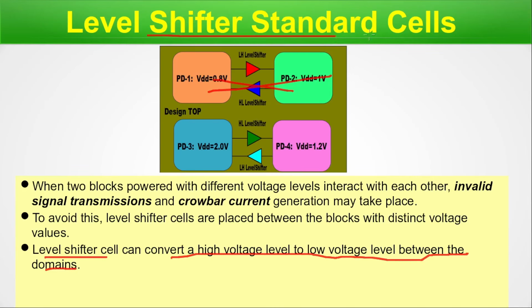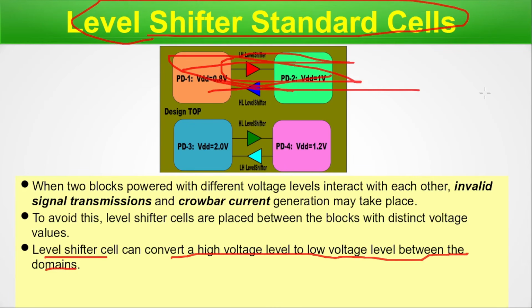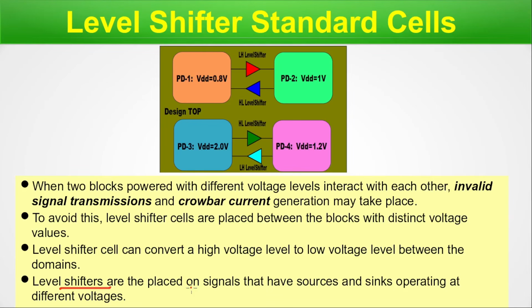That means the level shifter standard cell works as an interpreter between two different power domains for signal exchanges. Level shifters are placed on the signals that have sources and sinks operating at different voltages. So this is a typical circuit concept of source and sink, from where to where a signal is going. You will come across these terminologies when you actually get involved in VLSI design. We are done with the concept of the level shifter cells and let's move on to the next slide.